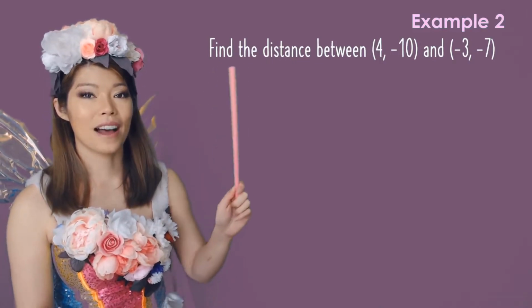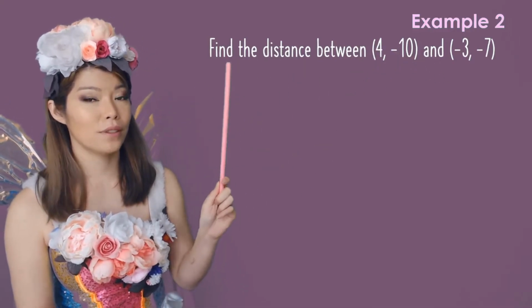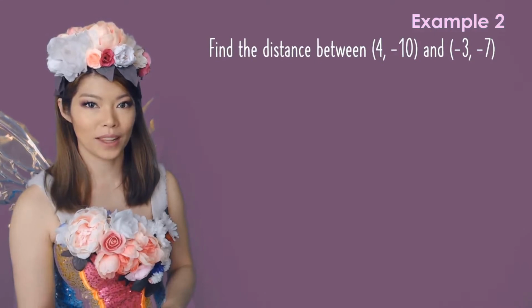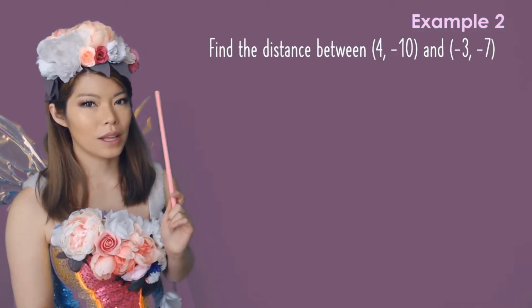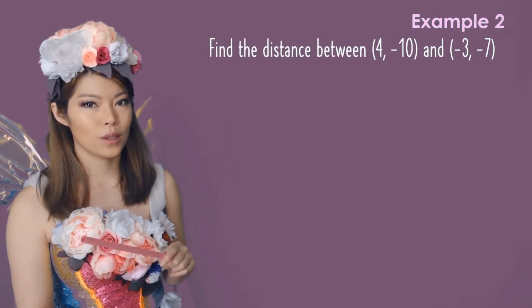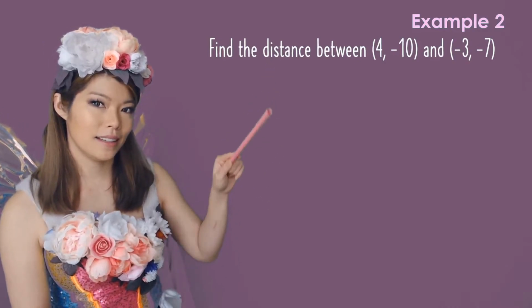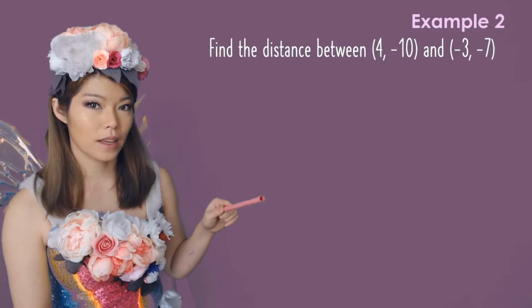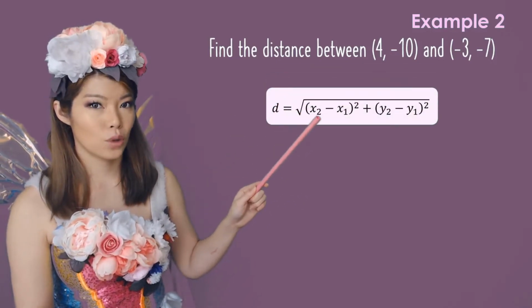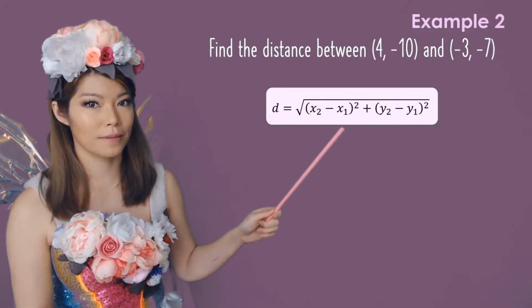Let's read. Find the distance between 4, -10 and -3, -7. What do we do first? Well, it's asking for distance, so we're going to write the formula. You can memorize this formula by thinking of the image we had before. It was the distance, the difference in x, and the distance of the other side of the triangle, the difference in y, square root of that. So the square root of x2 minus x1 squared plus y2 minus y1 squared.